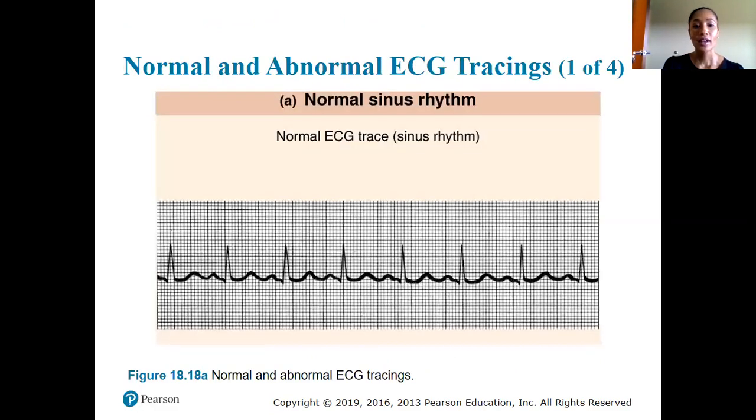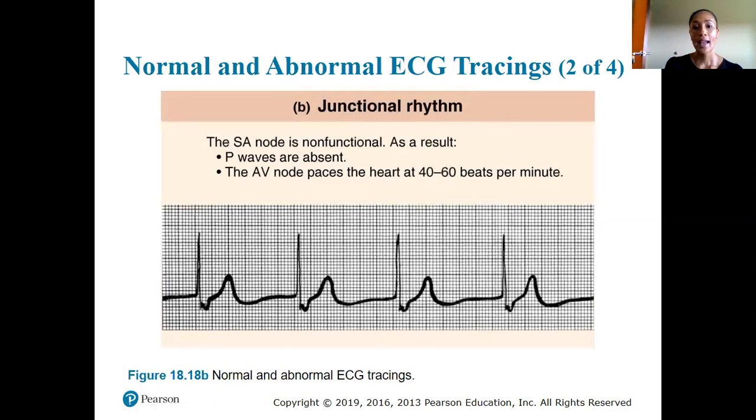So here we have a diagram showing us what a normal ECG looks like. So we can see very clearly our P waves, QRS complex. We see our T wave here, and then we're able to easily measure the P to R intervals, the Q to T, and so on. So this is a normal ECG trace. Here we see an abnormal one.